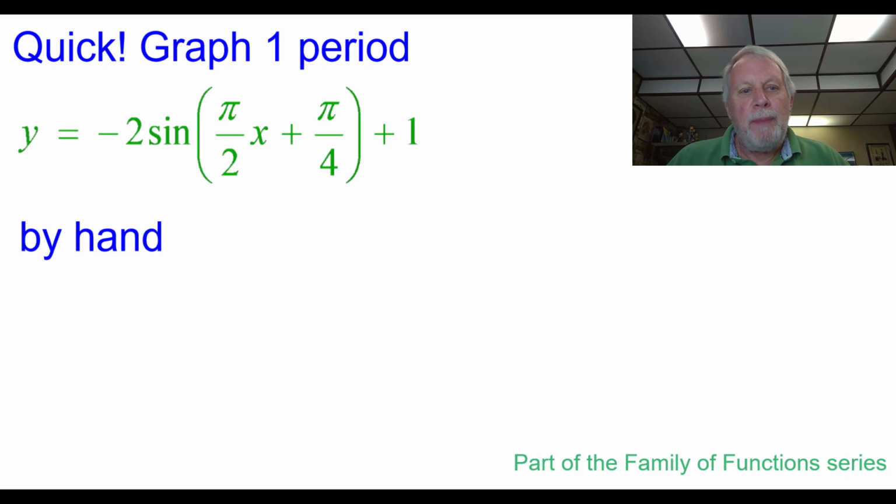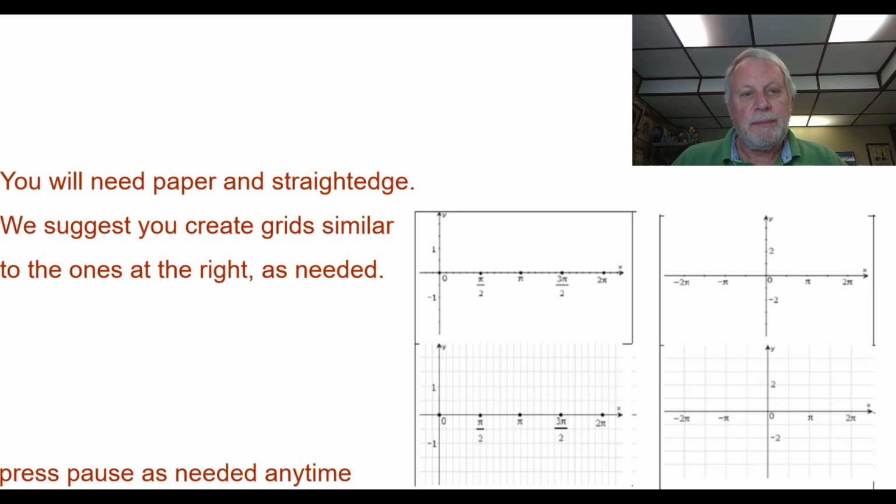Quick, graph one period of y equals -2 times the sine of the quantity pi over 2 times x plus pi over 4, plus 1 by hand. This is part of the family of functions series. You will need paper and straight edge, and we suggest you create grids similar to the ones at the right as needed. Press pause as needed anytime during this video.